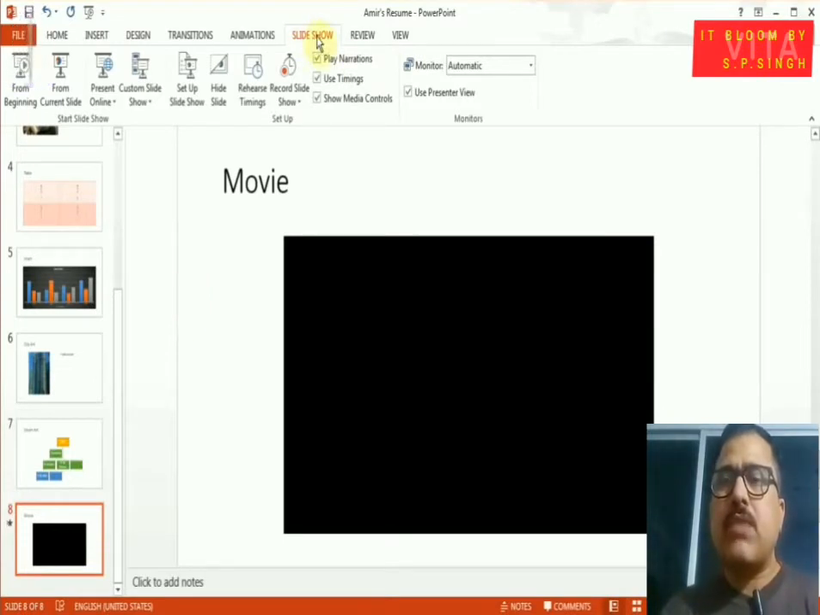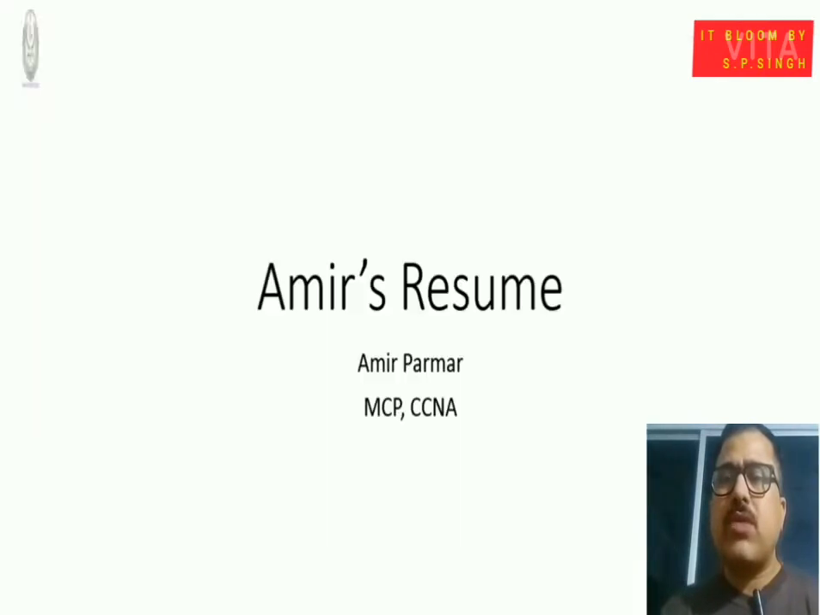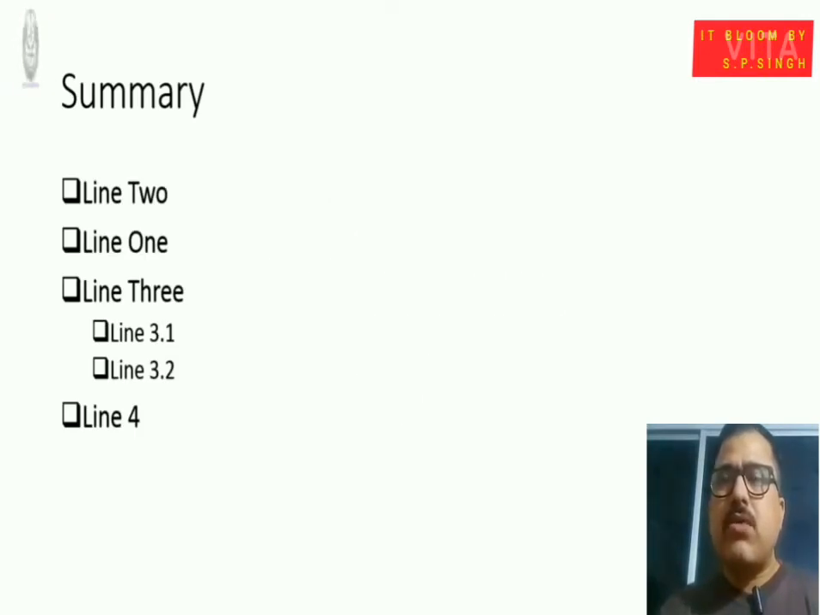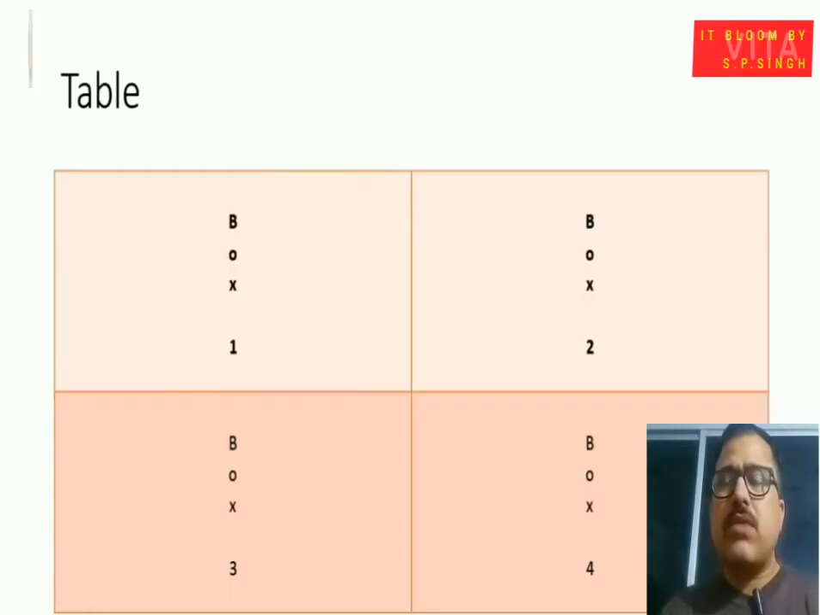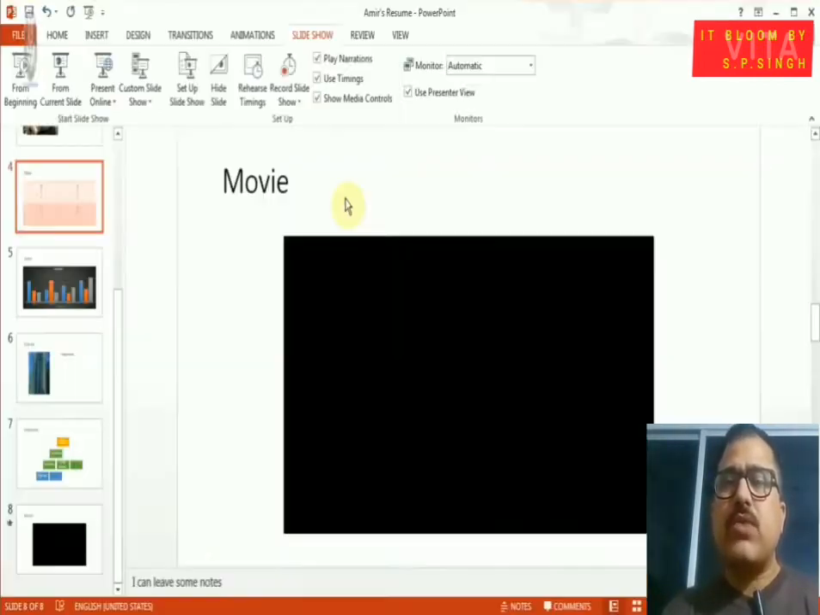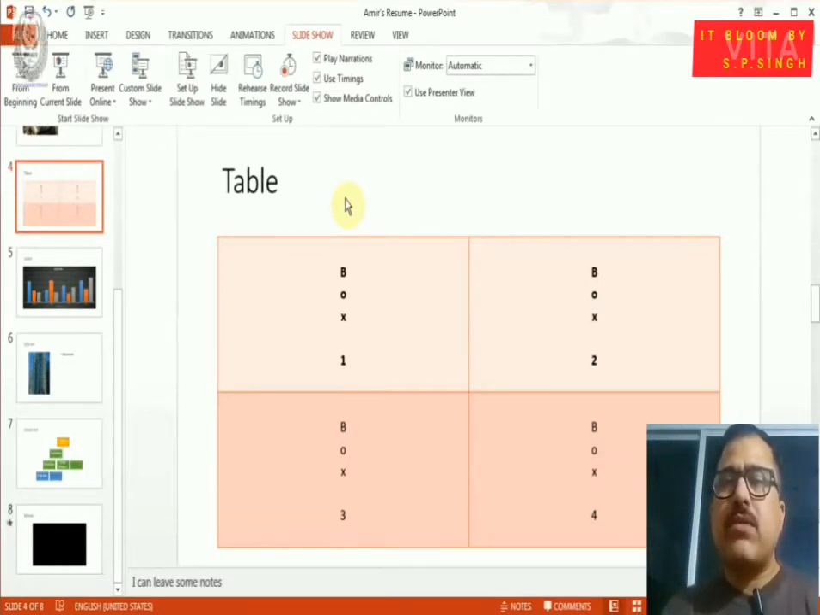So from the slideshow tab, you can start a slideshow from beginning. So if I do that, now it's showing my slideshow. If I want to change the slide, I either have to click with my mouse, or I have to use the enter key on the keyboard, or use the down arrow, and it will start to change. At any time you want to stop your PowerPoint, you hit the escape key on the keyboard.